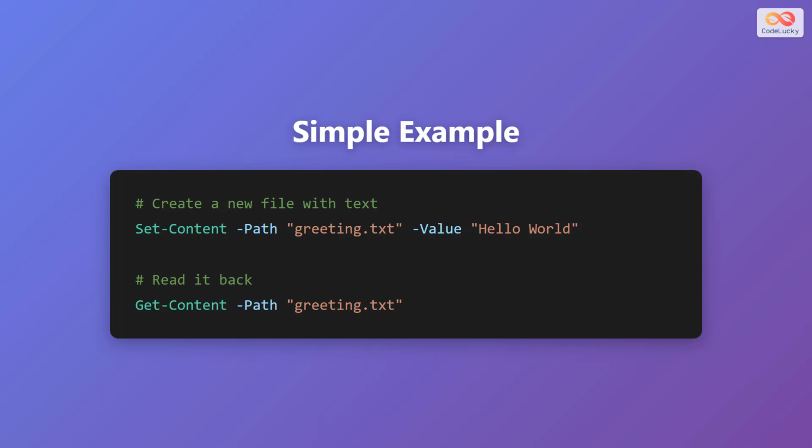Let's look at a practical example. First, we create a new file called greeting.txt and write hello world to it using set-content. Notice that if the file doesn't exist, set-content will create it automatically. Then, we use get-content to read the file back and verify what we wrote. This read-write pattern is very common when working with files in PowerShell.